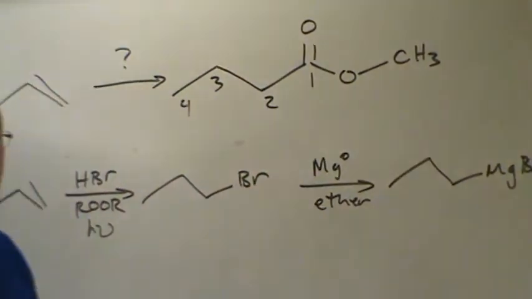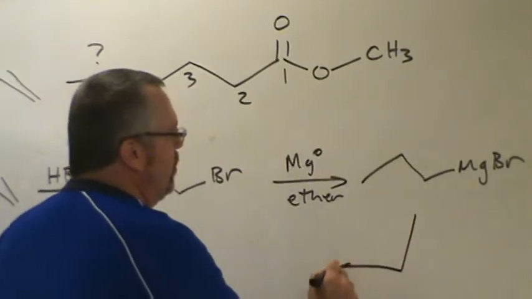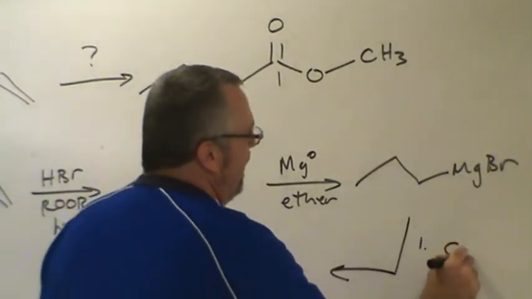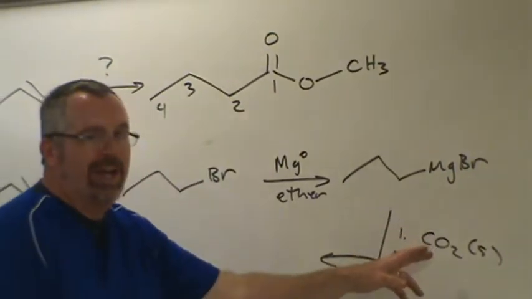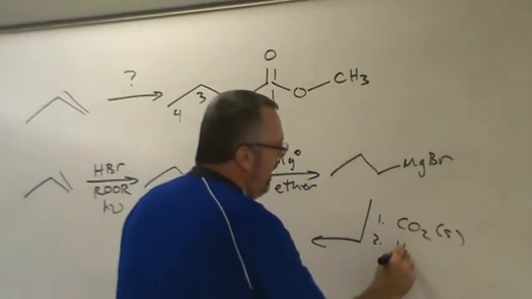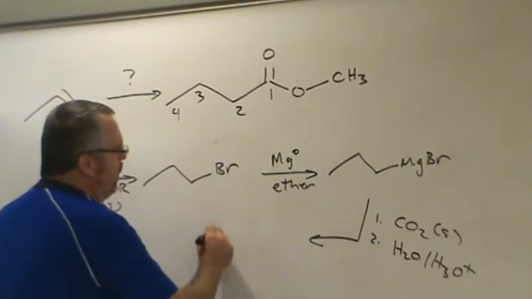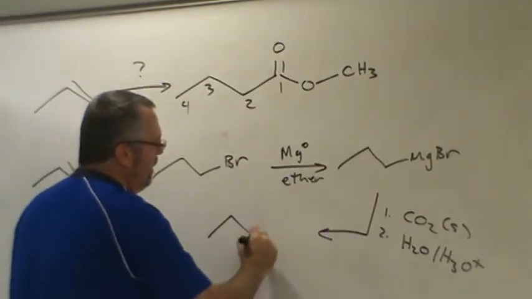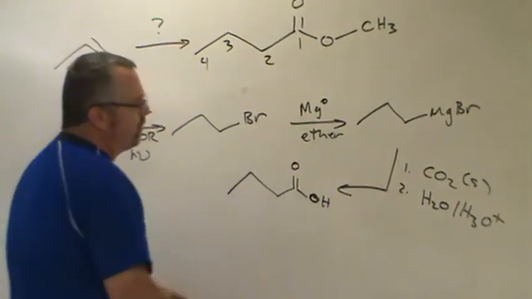And those would be the conditions to do it. Why do I want to do this? Because I want to get to a carboxylic acid, and I know that an organometallic can be reacted with dry ice, followed by a quench step, H2O, H3O+, and I will convert the 3-carbon organometallic into the 4-carbon carboxylic acid.